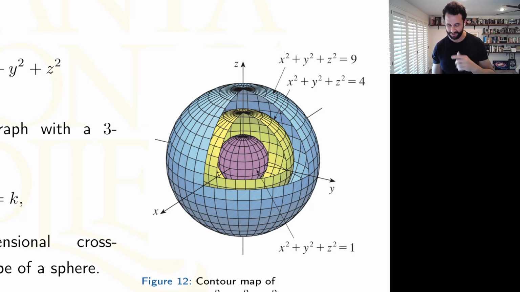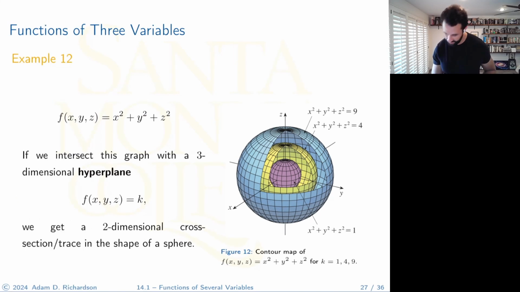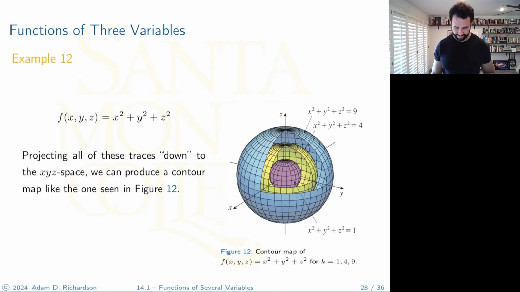All right. Let's get back to the math a little bit. If I set k equal to 9, then I end up with a sphere centered at the origin with radius 3, and that's this blue one on the outside. So this is a good one to ponder.